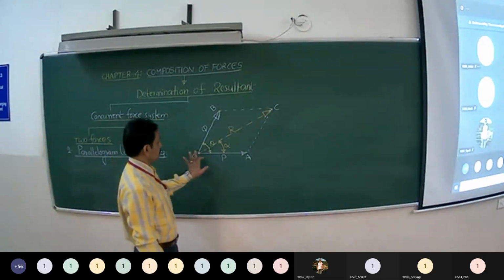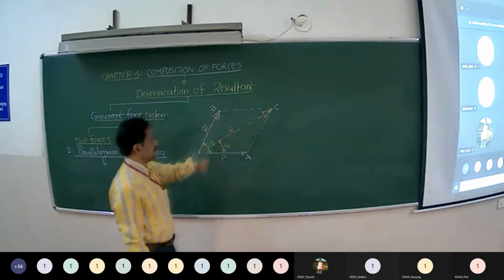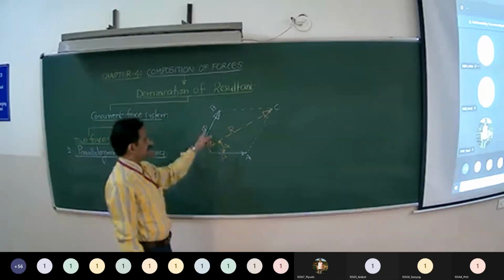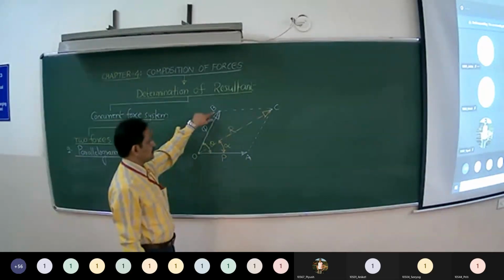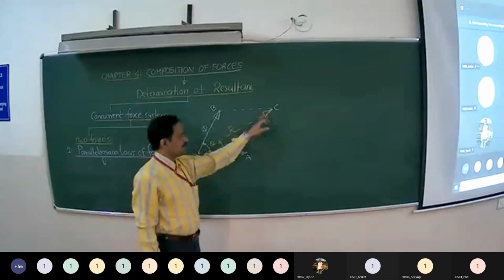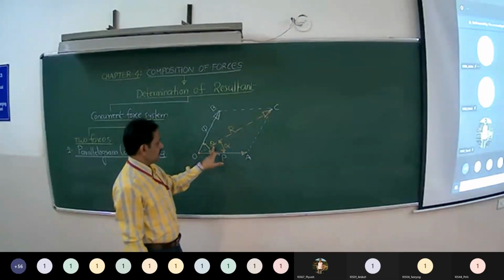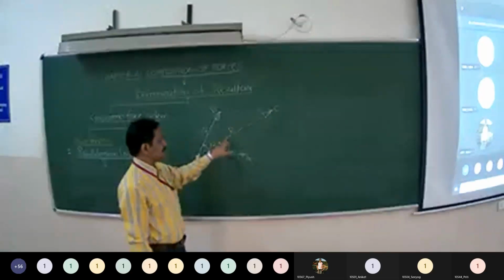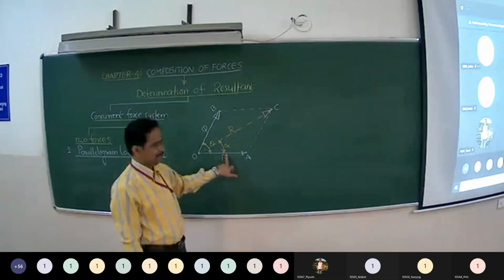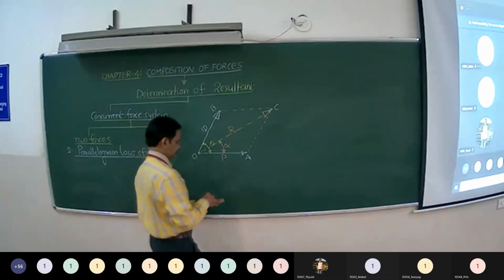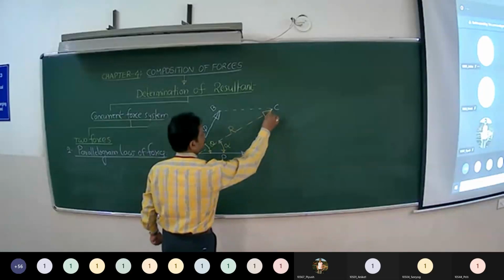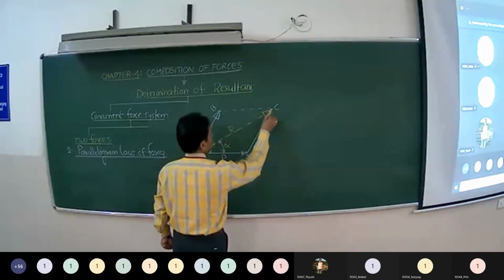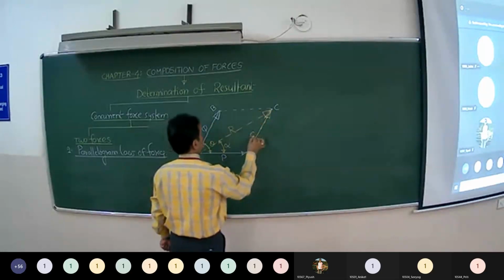Then now we have parallelogram OACB. P is represented by the side OA, Q is represented by the side OB, and the diagonal OC gives you the resultant. Theta is the angle between P and Q, and alpha is the angle made by the resultant with respect to force P. Now we have OB equal to AC. So this is nothing but Q.